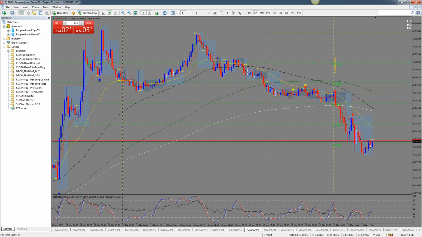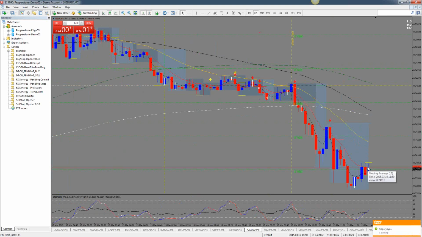I have a setup going to happen here. You see, I know I can see the setup. Oops, let me make that a little bit bigger. I have a setup happening. It's just not happened yet. So I know that, if it breaks above, I'm going to be good to get into that trade.